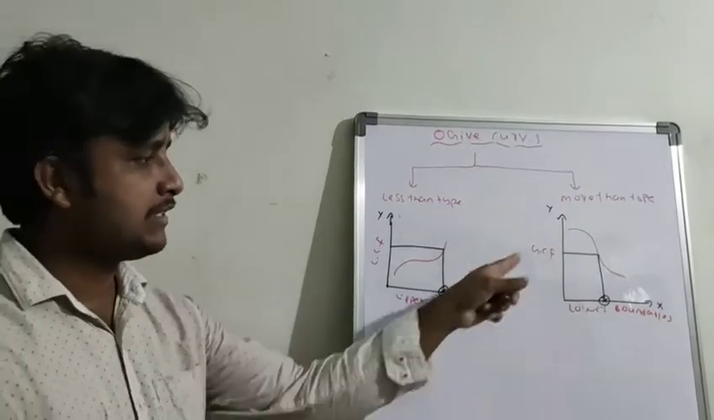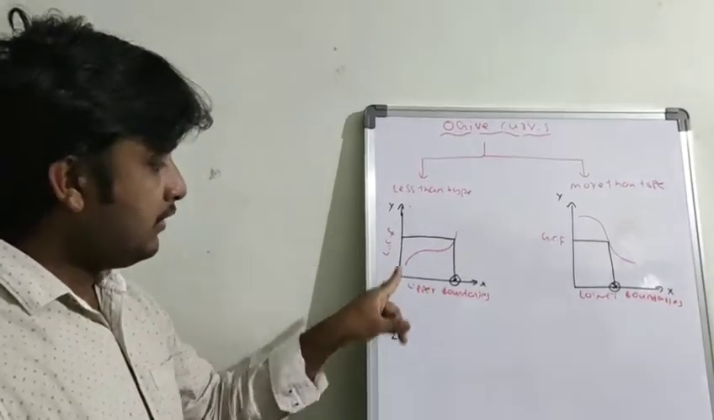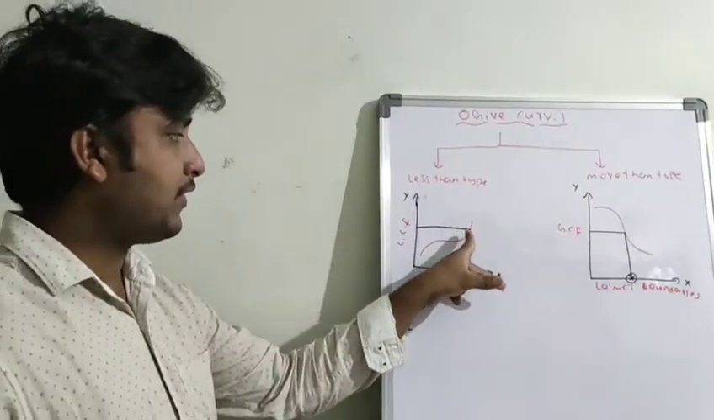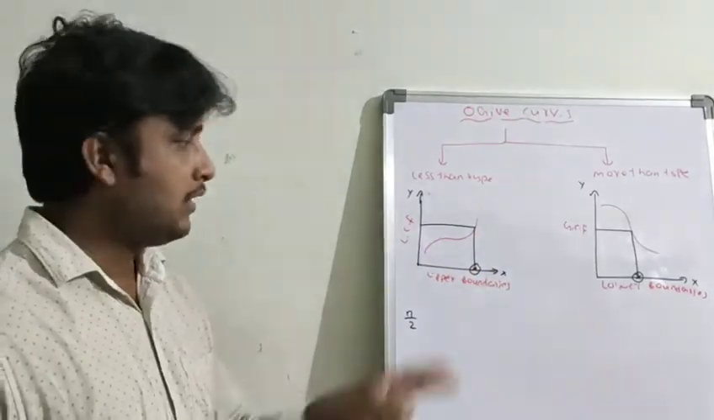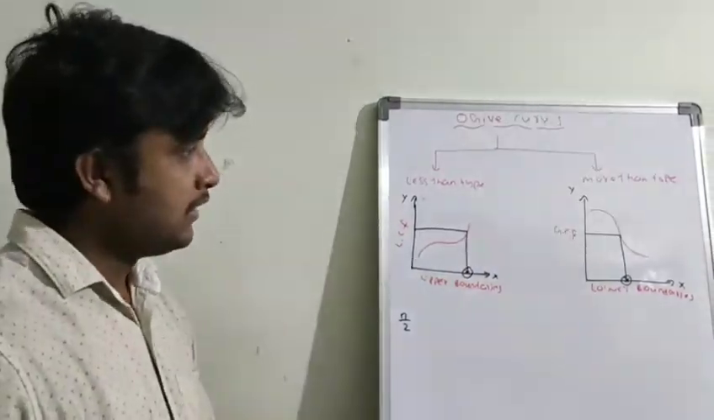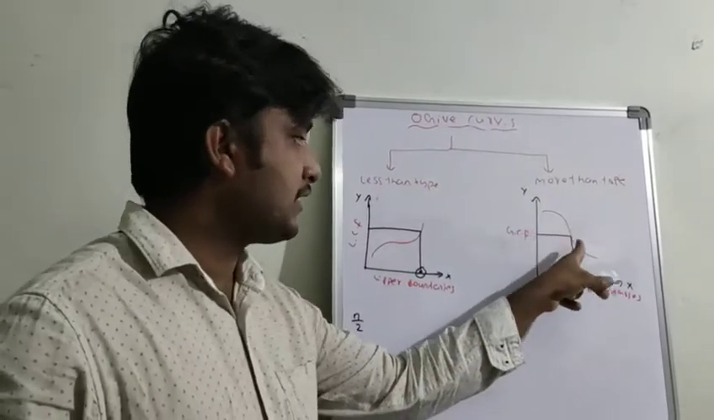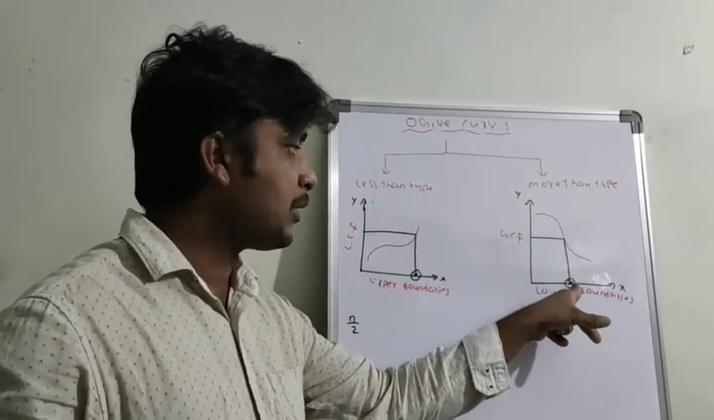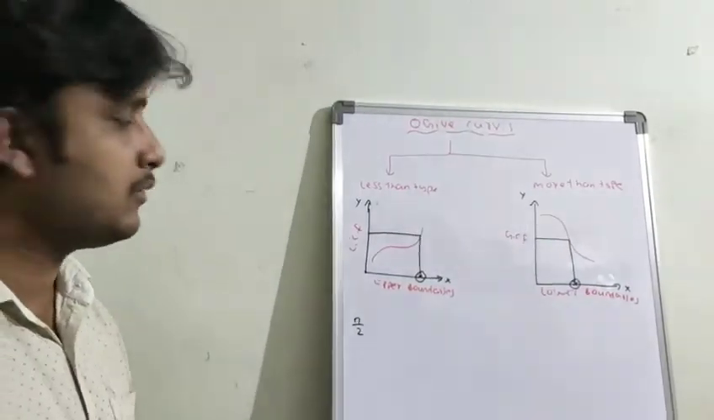This is the less than cumulative frequency, that is the greater than cumulative frequency, and the n/2 value you have to draw from the y-axis to the curve, and where it touches the x-axis. For greater than cumulative frequency also, from the y-axis to the curve, and from the curve the perpendicular where it touches the x-axis. Those are the medians.